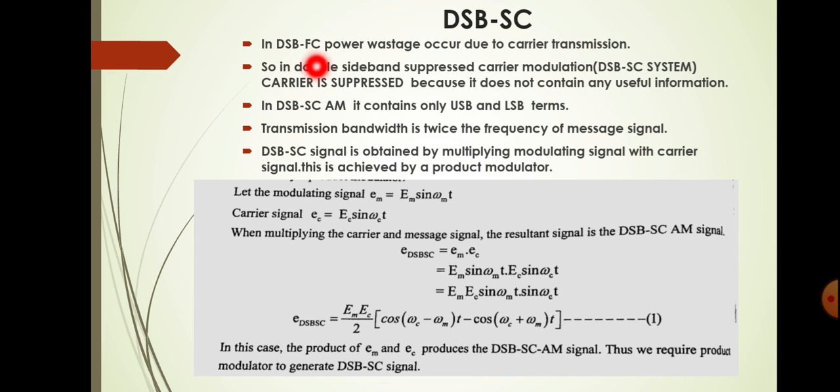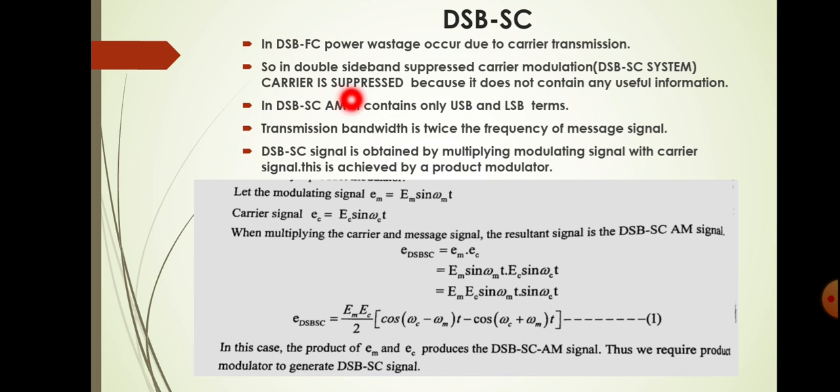In the DSBFC system, power wastage occurs due to the carrier transmission. So we will go for the double sideband suppressed carrier. From the name itself you can see that the carrier will be suppressed. In the full carrier system, the carrier will be transmitted, but in the double sideband suppressed carrier system, the carrier will be suppressed. That means we are not transmitting the carrier signal because it does not contain any useful information about the modulating signal. That is why it is called a DSBSC system.